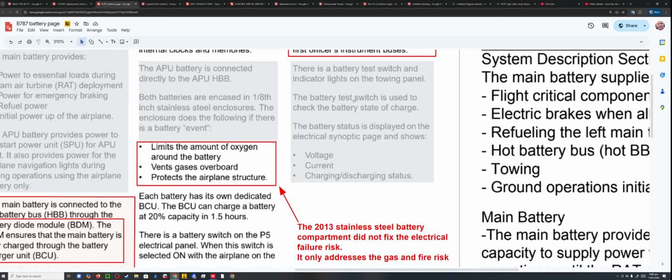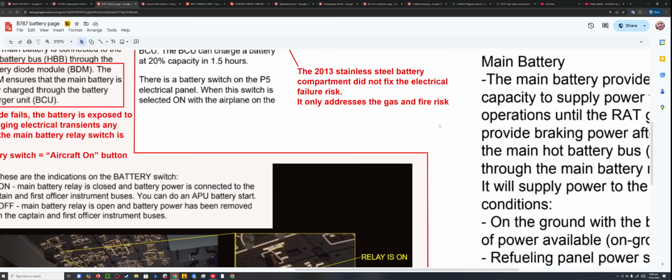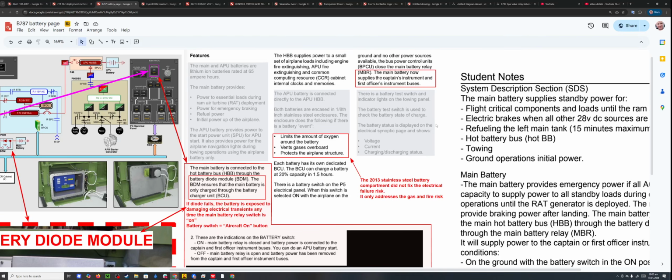Yes, there's a test switch, which they should be using. No idea if they did. But truth be told, the battery probably measured completely fine. Completely fine, because this was a thermal runaway event, which happens in a matter of seconds. Alright, so that's the basics of the battery from that document.